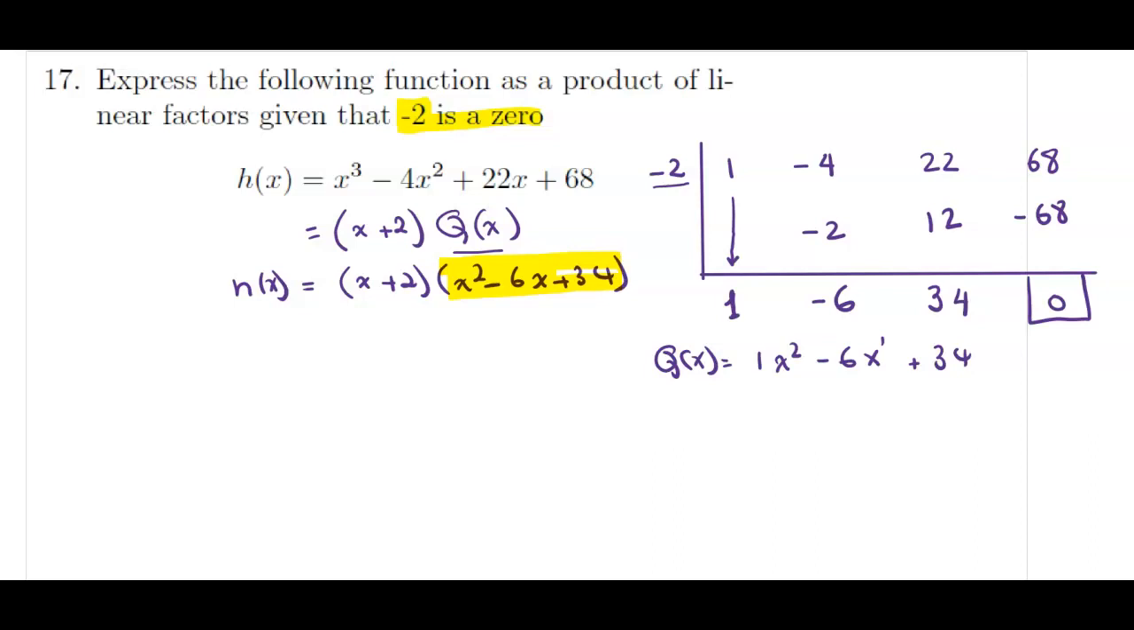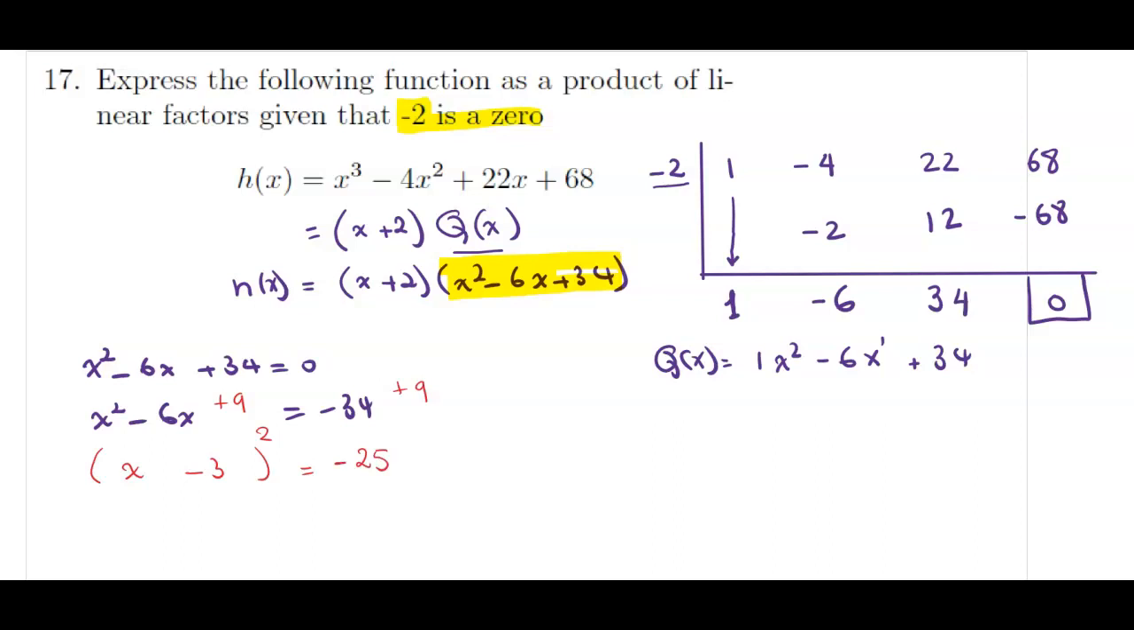So if I have x squared minus 6x plus 34 equals 0, I can move the 34 to the other side. So this is going to be x squared minus 6x equals minus 34. Then I'm going to complete the square of the first two terms. So you're going to have x minus 3 squared. So I need to add plus 9 here, plus 9 here. And 9 minus 34 is going to be minus 25.